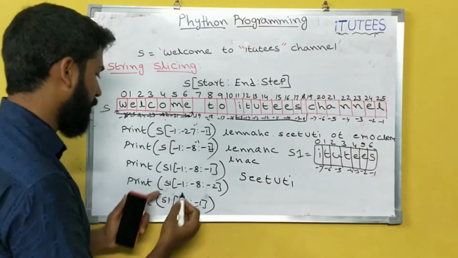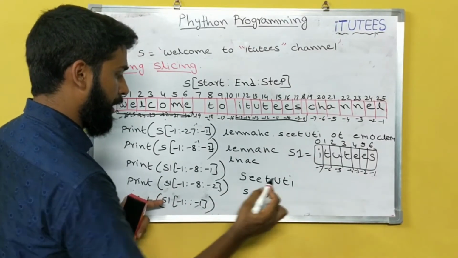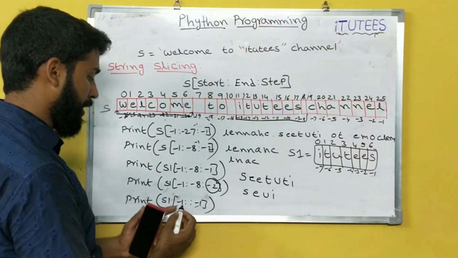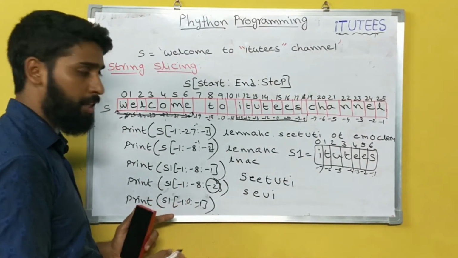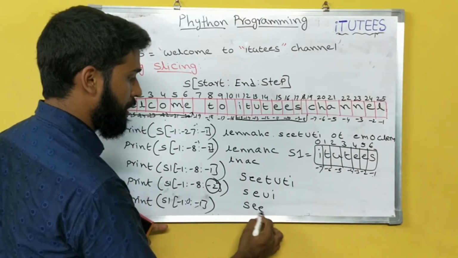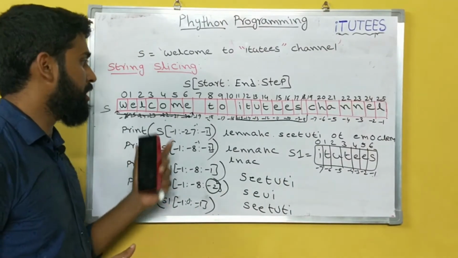SEETUTI. And what is the output of this? It prints SEUI. Why? Because the step is -2. So print S[-1:], you don't give the ending, that means up to the end. And -1, that means it prints SEETUTI. So this is about string slicing.